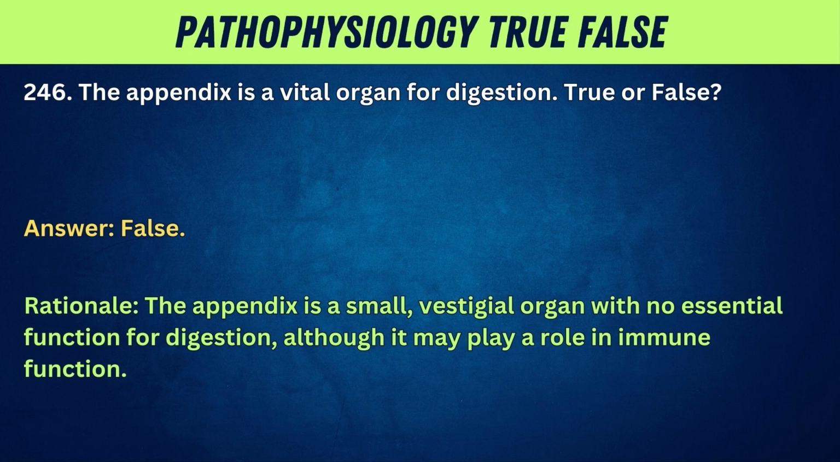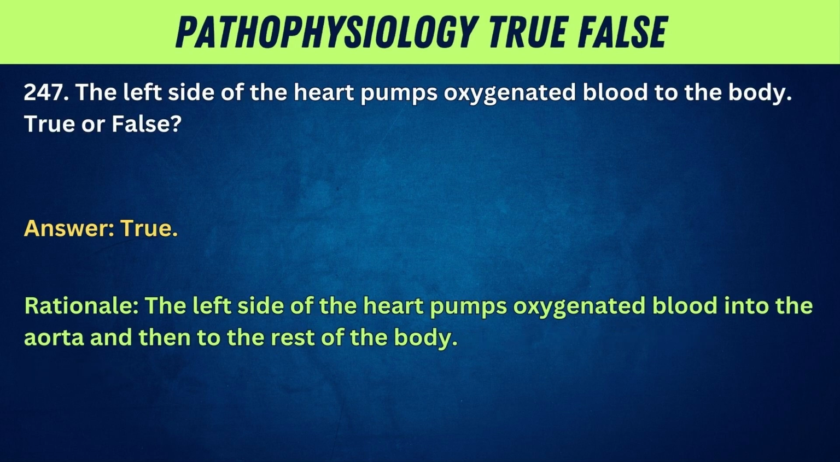246. The appendix is a vital organ for digestion. True or false? Answer: false. Rationale: the appendix is a small, vestigial organ with no essential function for digestion, although it may play a role in immune function.